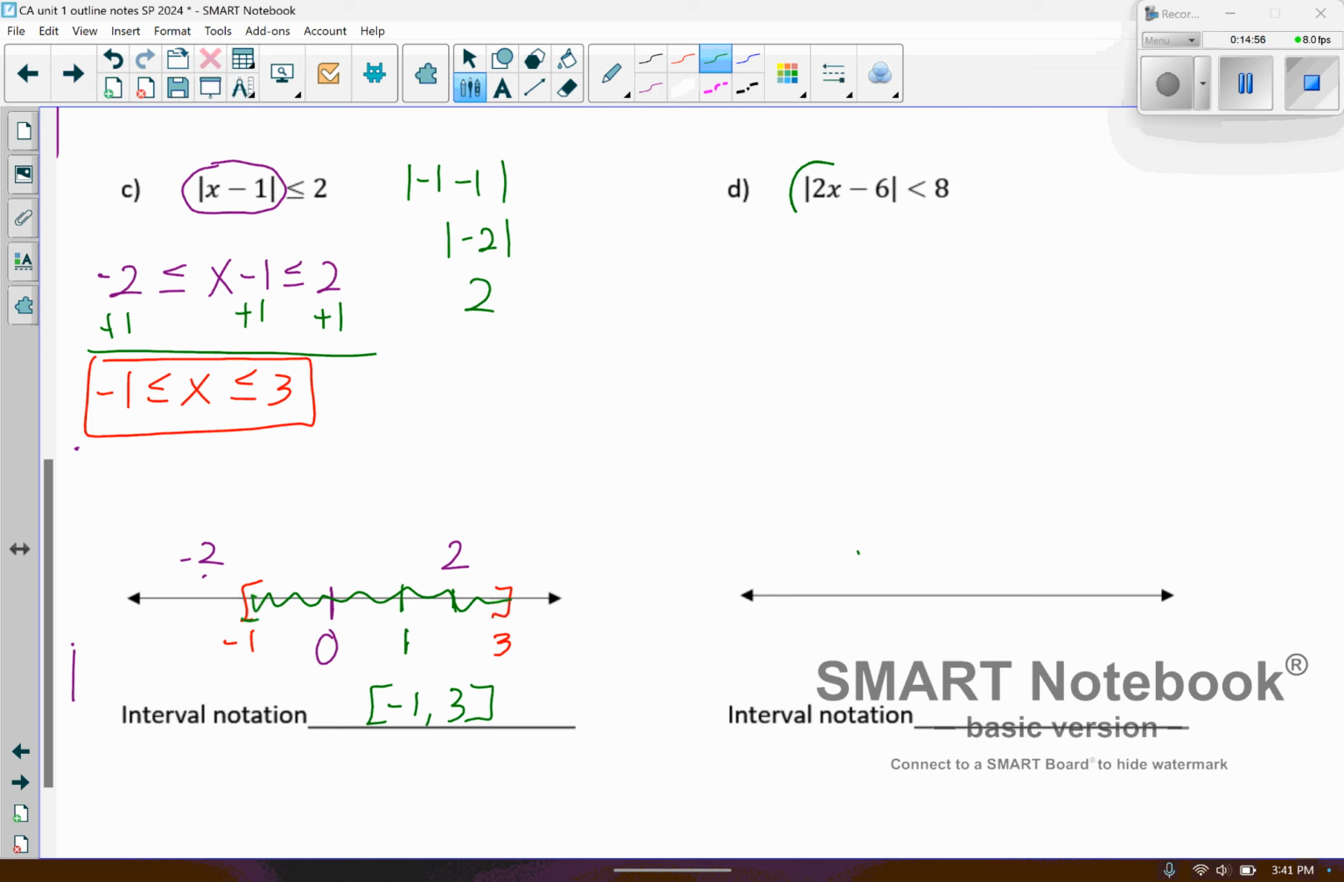So this quantity right here, when you take the absolute value, has to be less than 8. So its distance has to be less than 8 from 0. So here's 0. I can't wander off in either direction more than 8 units. Now, yes, the 2x minus 6 complicates things. So what I'm going to do is squeeze this. It's got to be less than 8, but greater than the opposite, negative 8. All right, so then from here, we'll go ahead and add 6 everywhere.